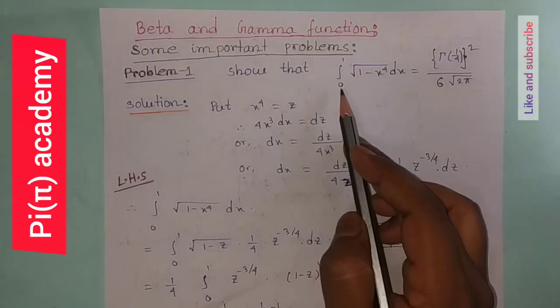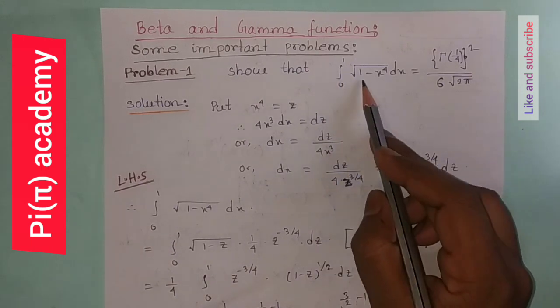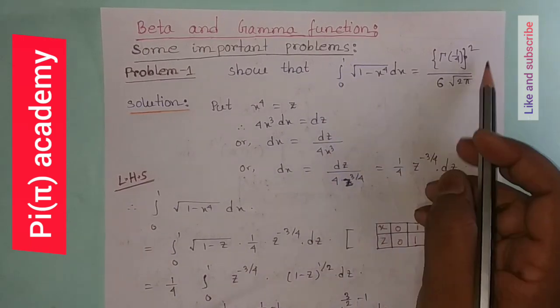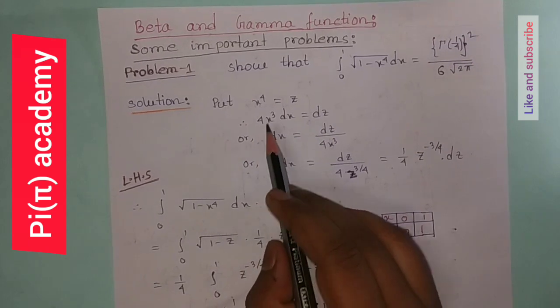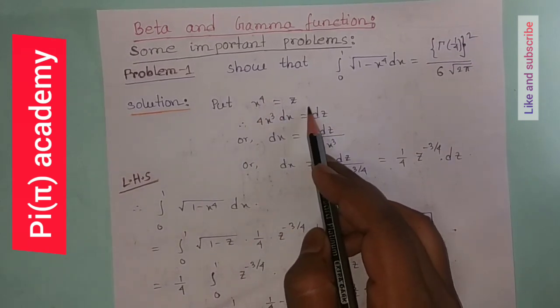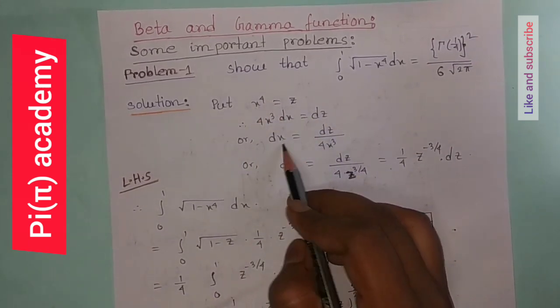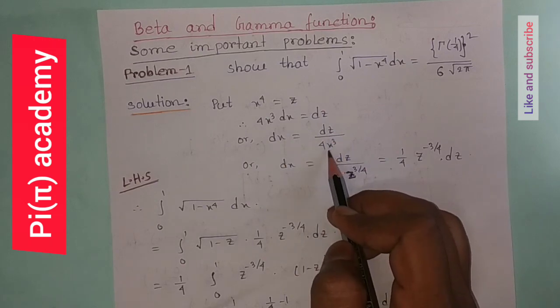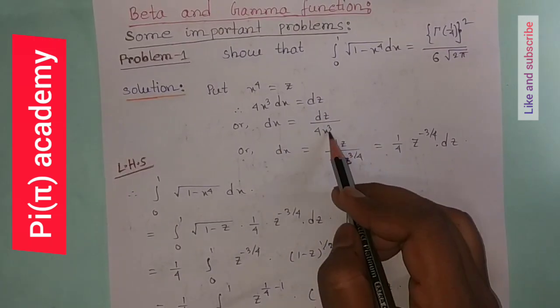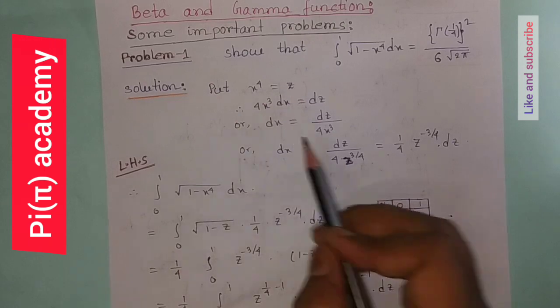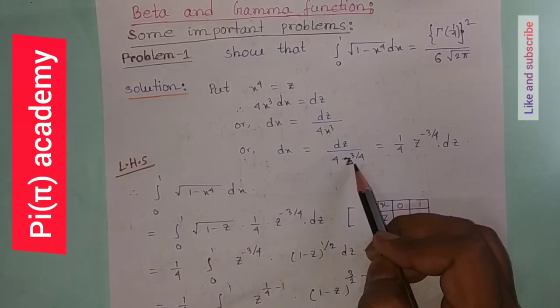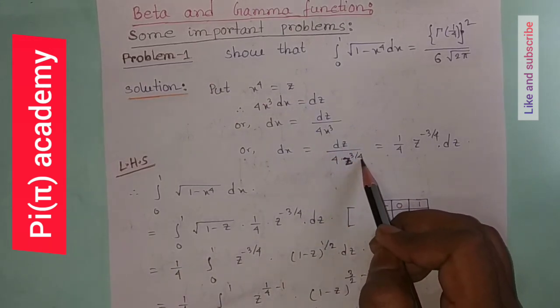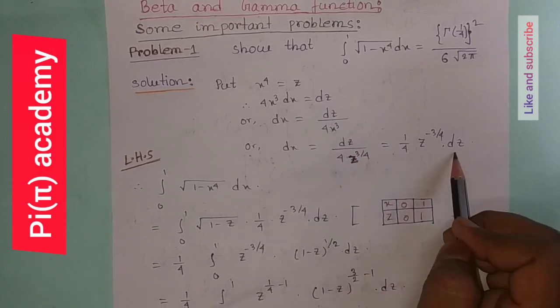Show that the integral from 0 to 1 of root over 1 minus x to the power 4 dx equals this. Put x to the power 4 equal to z. Therefore, we get dx equal to dz divided by 4x cube. Now, the value of x is z to the power 1 by 4. Therefore, x cube equals z to the power 3 by 4, and this equals this.